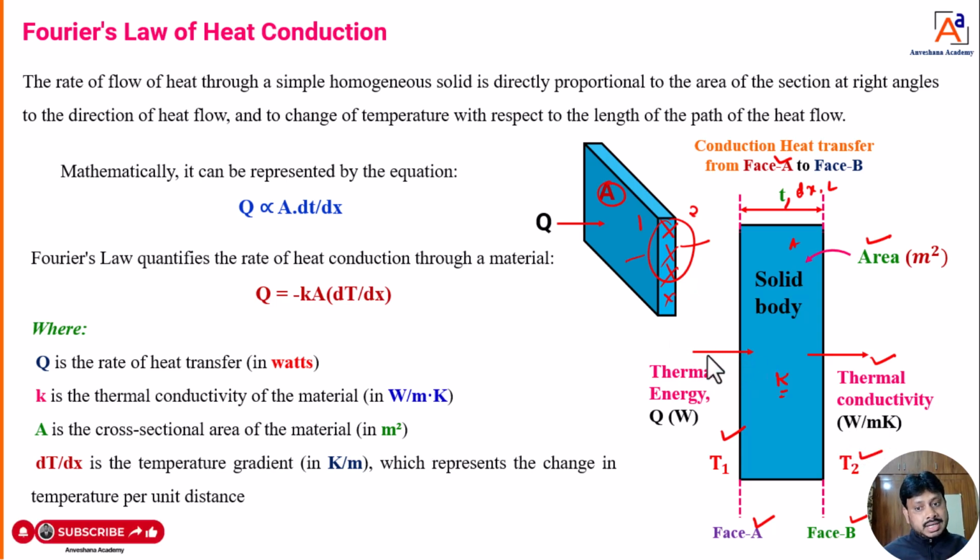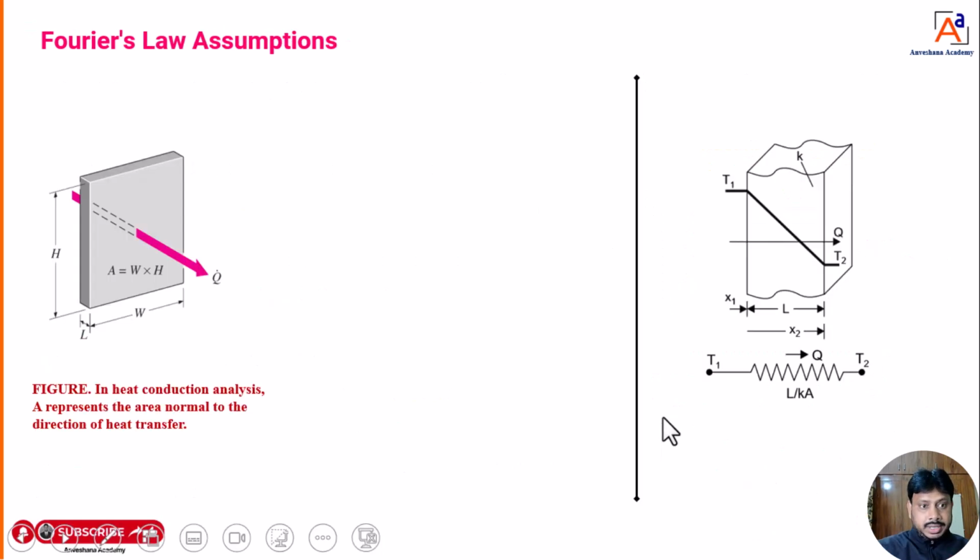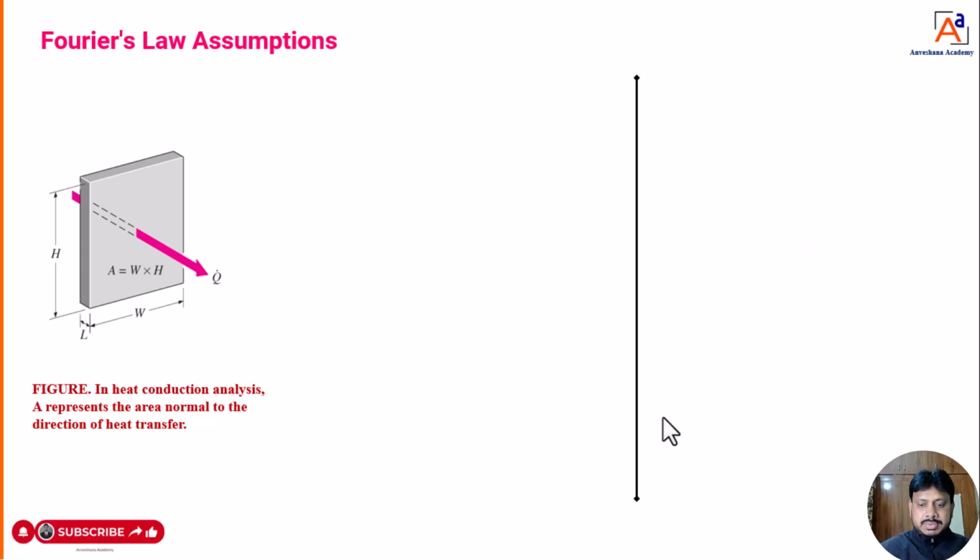The amount of heat transfer you can represent as capital Q. The unit for heat transfer is watt, that is nothing but joules per second, dear students. Okay, this is Fourier's law of conduction. The statement is that the rate of heat transfer is directly proportional to the cross sectional area, which is normal to the direction of heat flow, and its temperature gradient. This is the statement of Fourier's law of conduction.